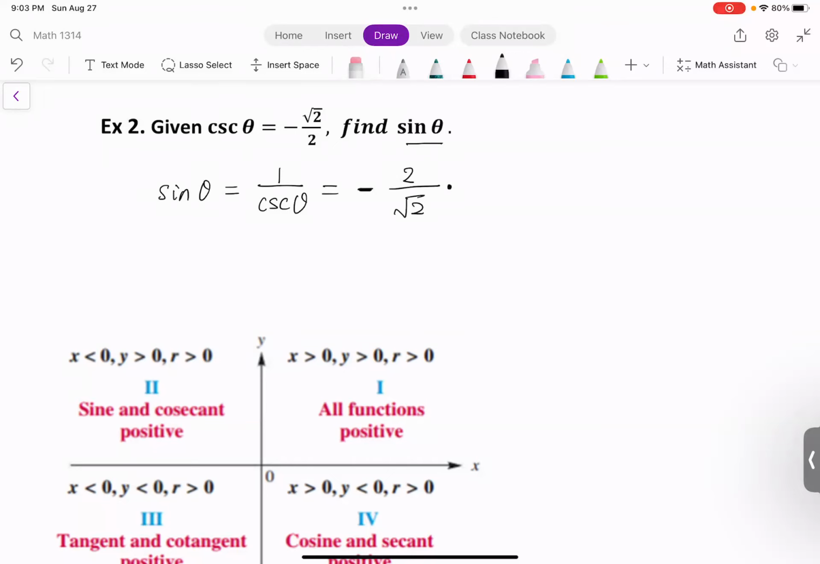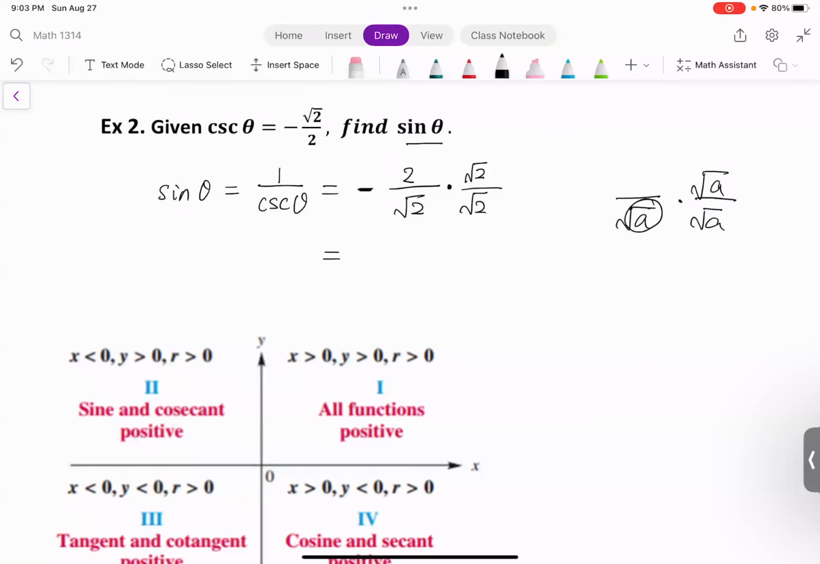How do we rationalize the fraction? I should multiply the top and bottom by the square root of 2. If the bottom is something else, for example the square root of A, I multiply the top and bottom by the square root of A, and then I can get rid of the square root at the bottom.